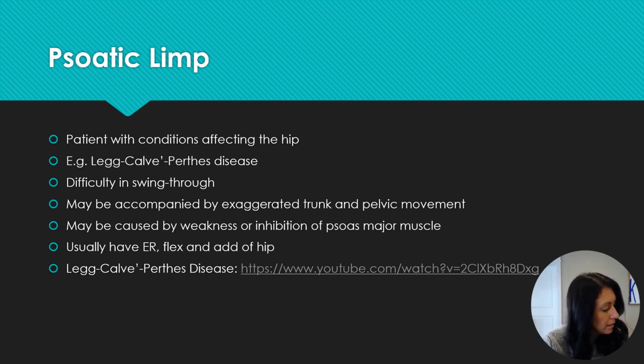The psoatic limp. I don't see that in the Score Builders, but this is similar to Legg-Perthes disease, with difficulty in the swing through where it affects the hips. They might have exaggerated trunk and pelvic movement, and it may be caused by weakness or inhibition of the psoas major muscle. They usually have external rotation, flexion, and adduction of the hip. And here's a video of what that Legg-Perthes disease would look like.